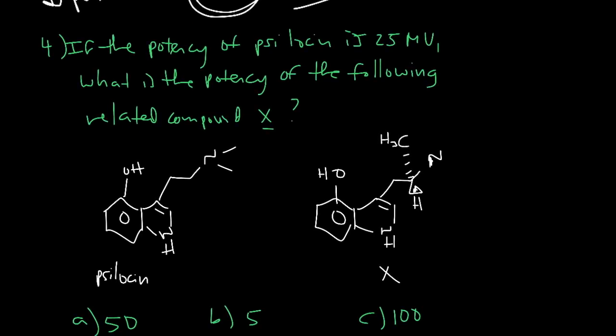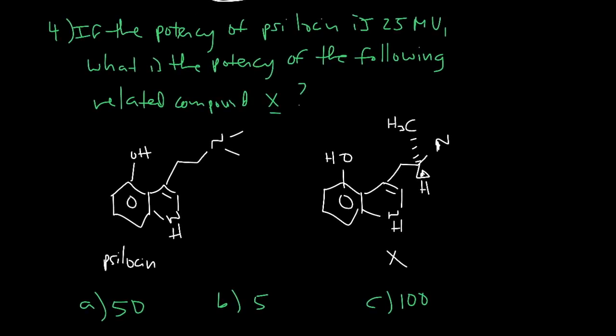Number 4, if the potency of psilocin is 25 mu's, what is the potency of the following related compound X? So here is psilocin and here is X.